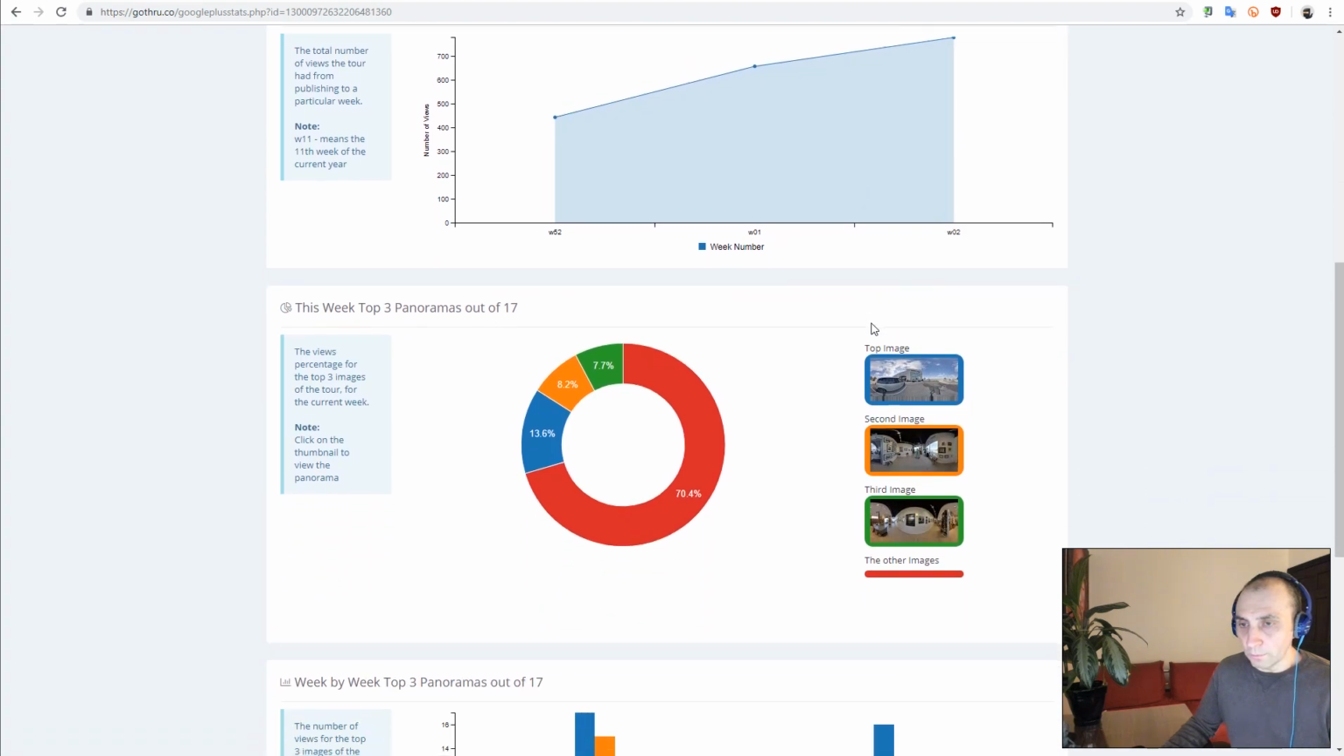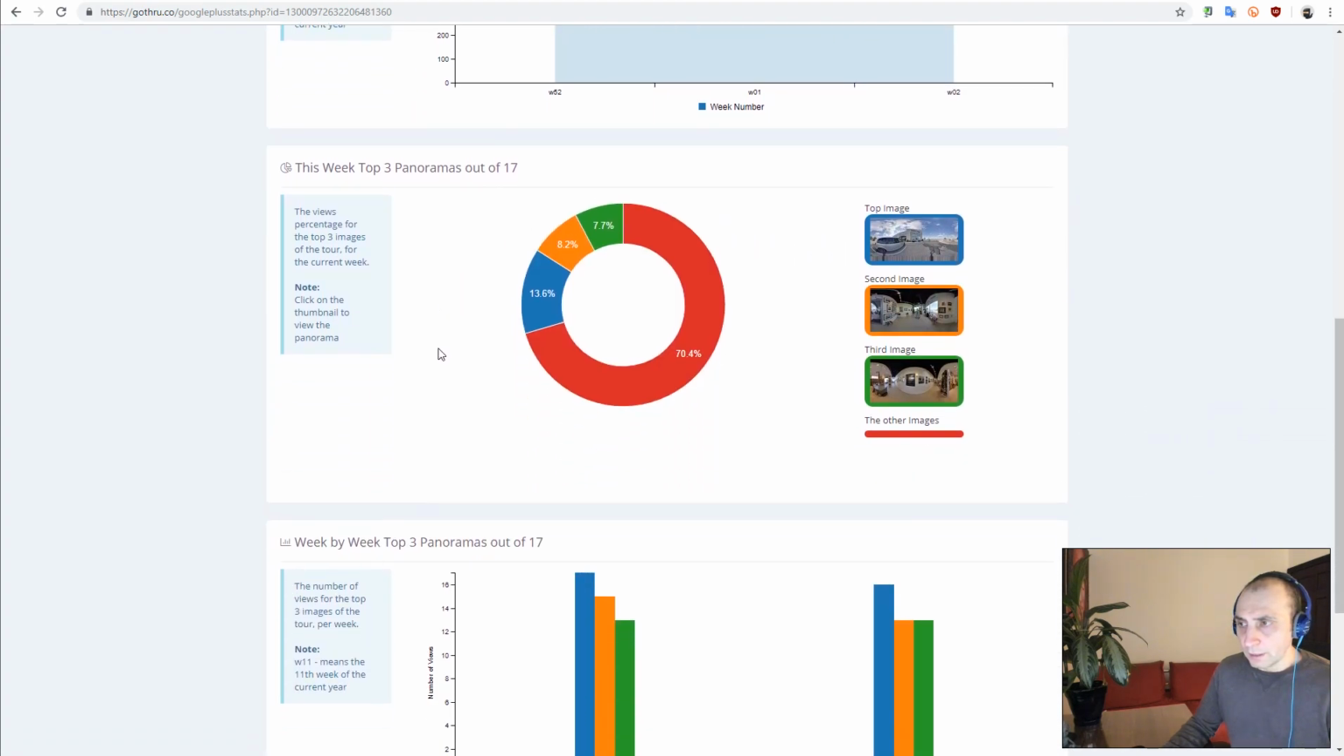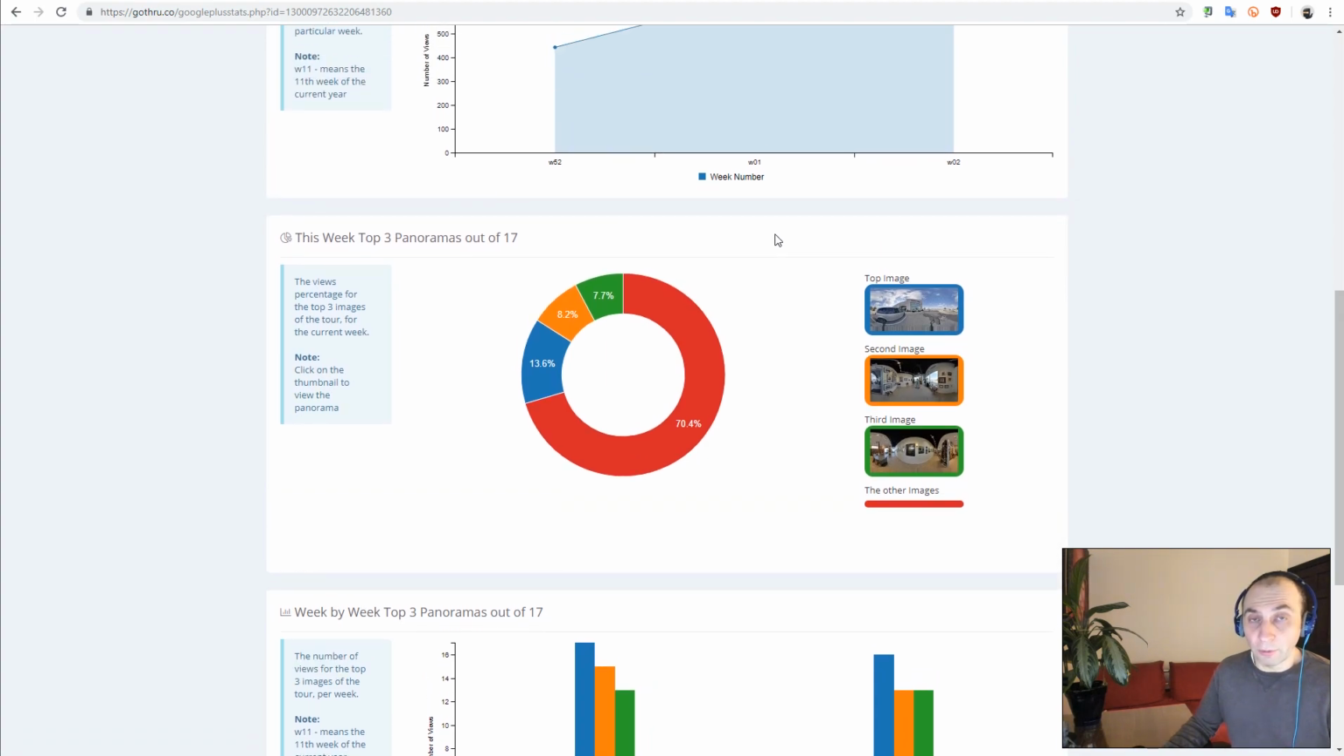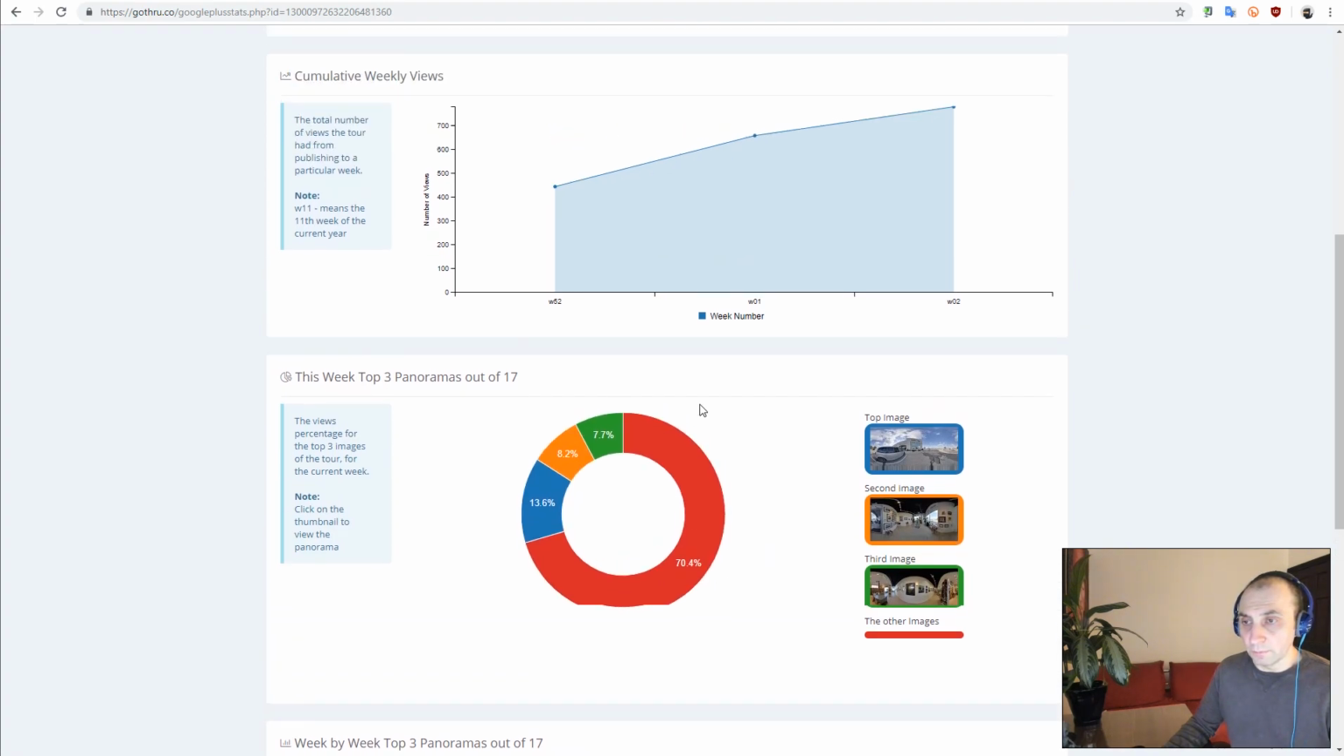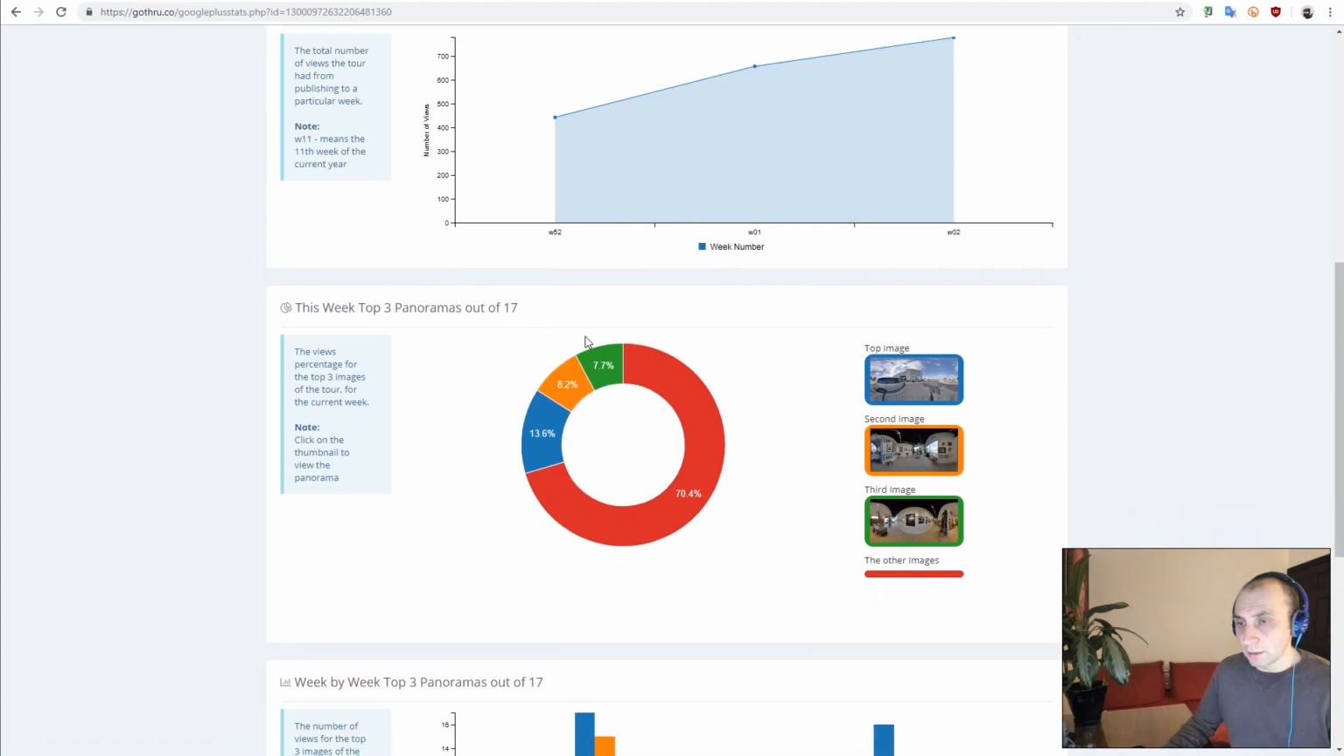So let's go further, and in this graph we also collect all the views a panorama gets, and we store this value for the first three panoramas. In this particular case, the first panorama is this one, and it has 13% of all views that this tour got. And this is the second one, the third one, and all the other panoramas got the 70%. So the tour has 17 panoramas, and all the other 14 got 70%.